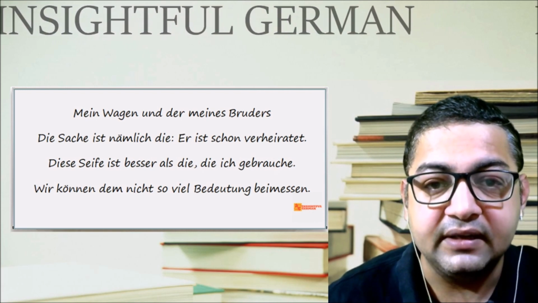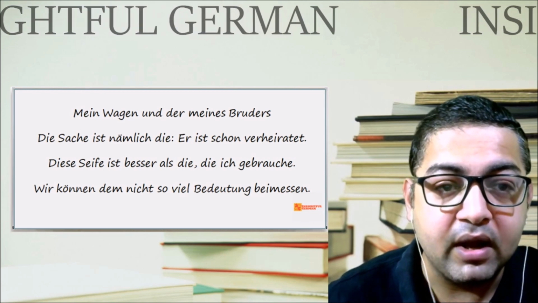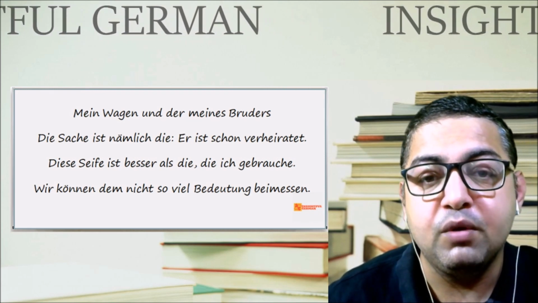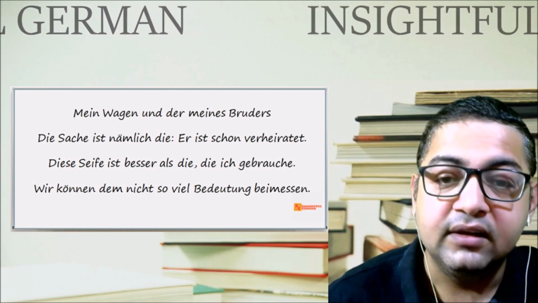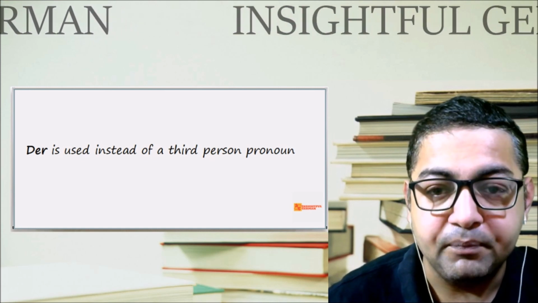Diese Seife ist besser als die, die ich gebrauche. This soap is better than the one I use. Wir können dem nicht so viel Bedeutung beimessen. We cannot attach so much importance to that. So this is how der is used as a pronoun. We call it relative pronoun.